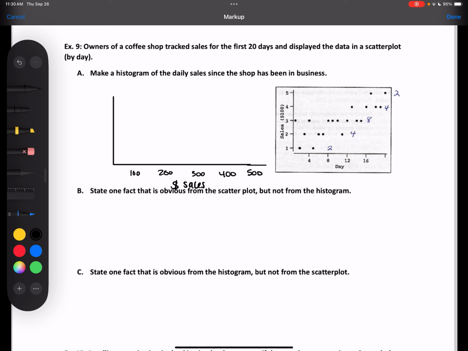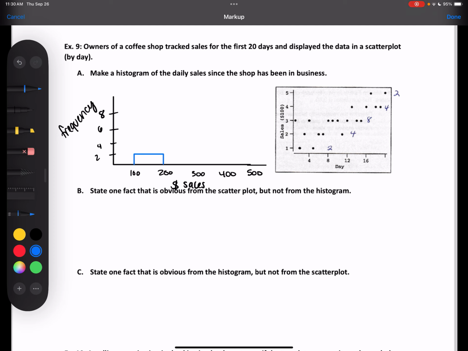Now, the left side's actually going to be frequency, how often it occurs. So we have to remember that about histograms. So frequency is over here. Since the most frequent is 8, I'm just going to go up to 8, and I'm going to do increments of 2. So 2, 4, 6, and 8, since these are even numbers. And then I'm just going to draw my histogram for this. So how many days did we have $100? There were 2, so I'm going to create between the 100 and 200 marker like that. That's my first box.